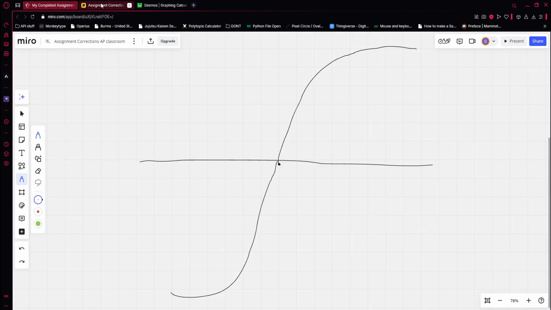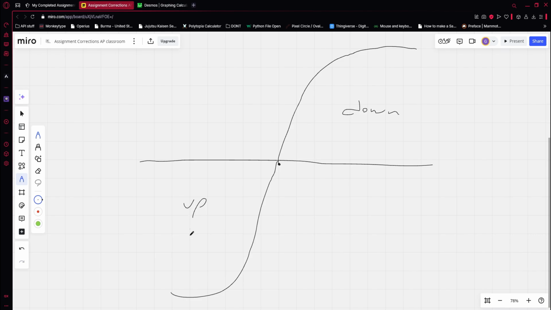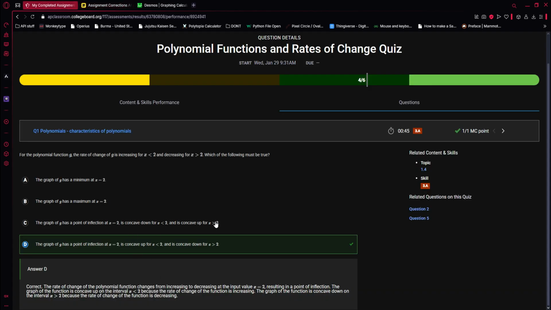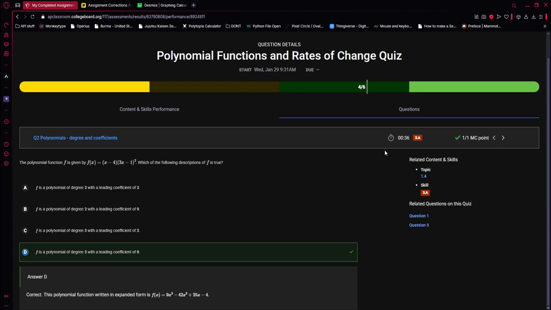So we know that this side is concave up and this side is concave down. And we have no visible maximums or minimums here, so we can immediately eliminate A and B. The graph has a point of inflection at x equals 2. These are both inflections, so that's true. Concave down for x less than 2. Let's see, is that concave down? No, that's not. So it can't be that. Concave up for x greater than 2. Not true. Concave up for x less than 2? True. We got that. So that's correct. Next one.